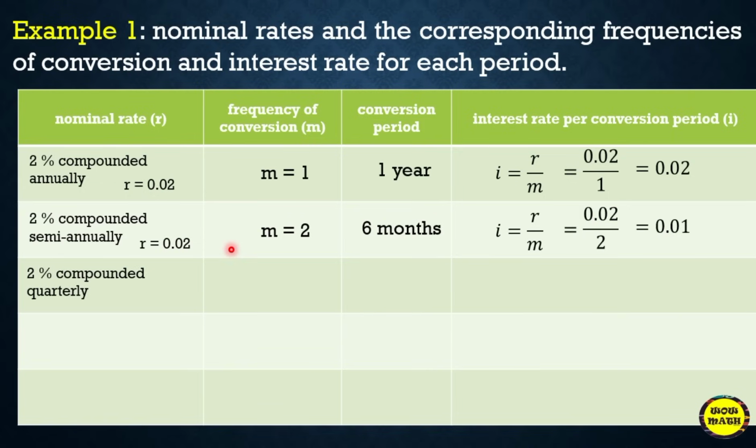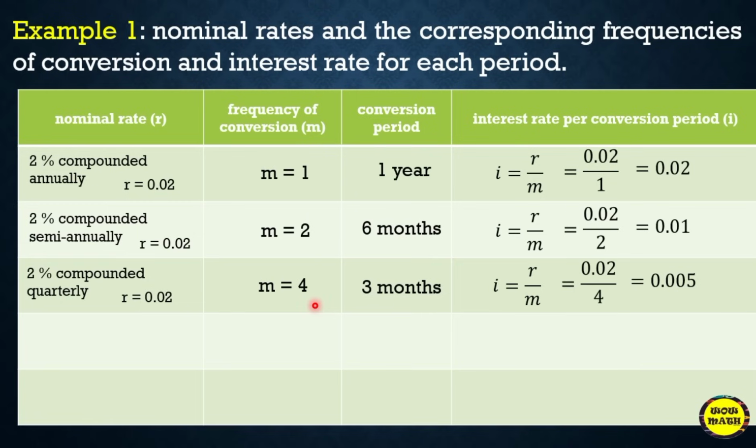And also, if we have 2% compounded quarterly, so ano yung magiging frequency of conversion natin? Quarterly. So, that is m is equal to 4. Dapat di kayo malito kapag semi-annually, m is equal to 2, quarterly, m is equal to 4. So, ano yung conversion period natin dito? Every 3 months. And the interest rate, that is r over m, so 0.02 divided by 4, it is equal to 0.005.